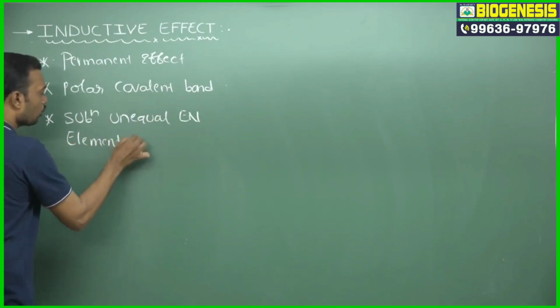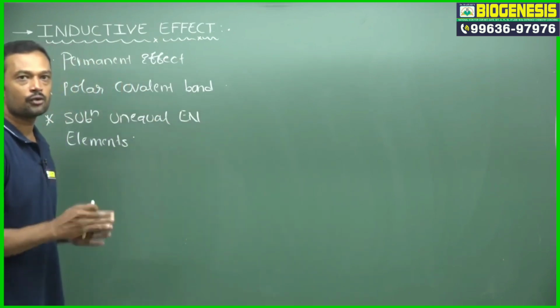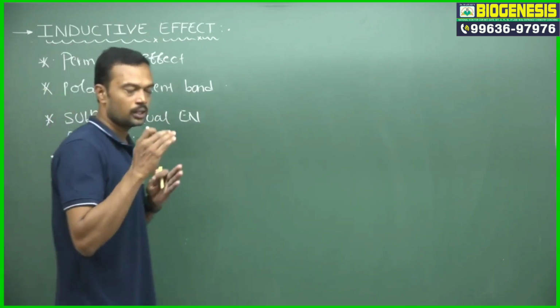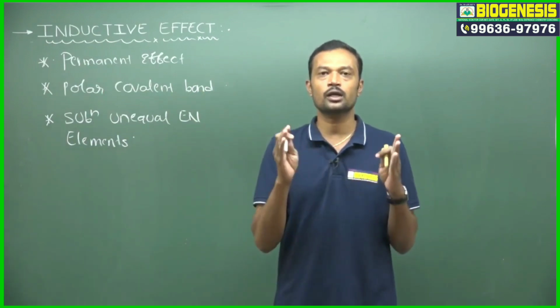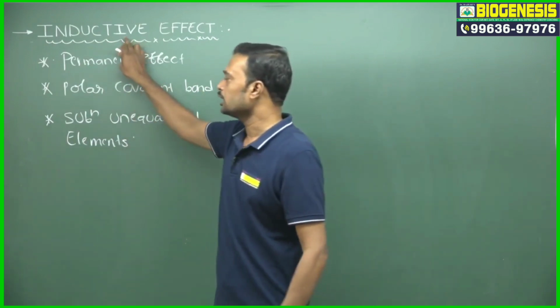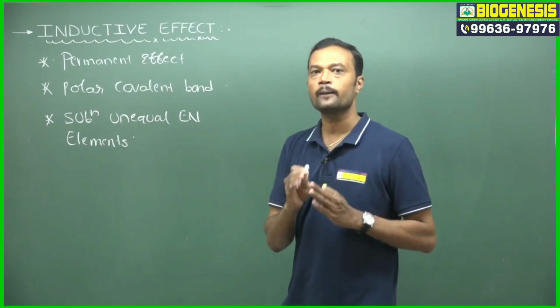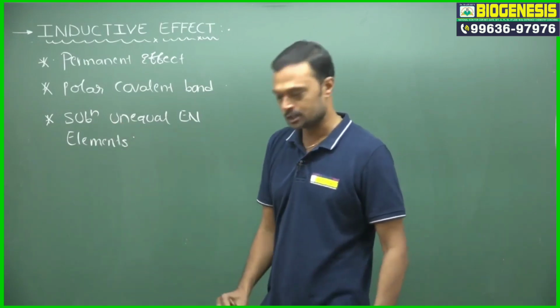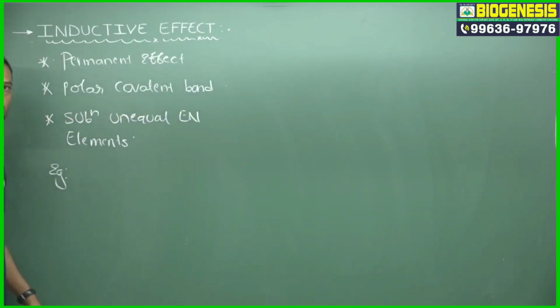If any covalent bond is shared by two unequal electronegative elements, then there is a drift of the shared pair of electrons from the less electronegative element to the highly electronegative element that will generate unequal electron density. That is called inductive effect. Okay. So only with substitution of unequal electronegative elements will the drift of the shared pair of electrons take place. See, I will show one example of how this inductive effect operates.